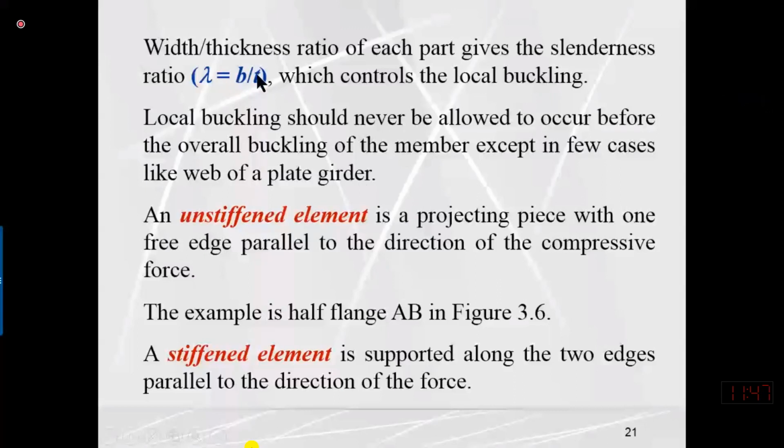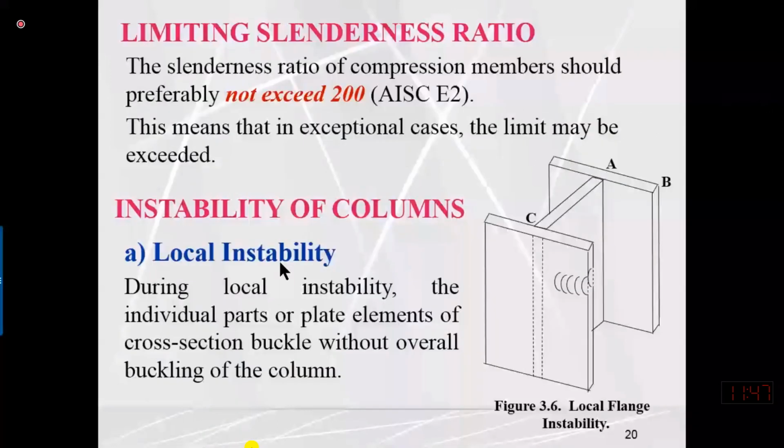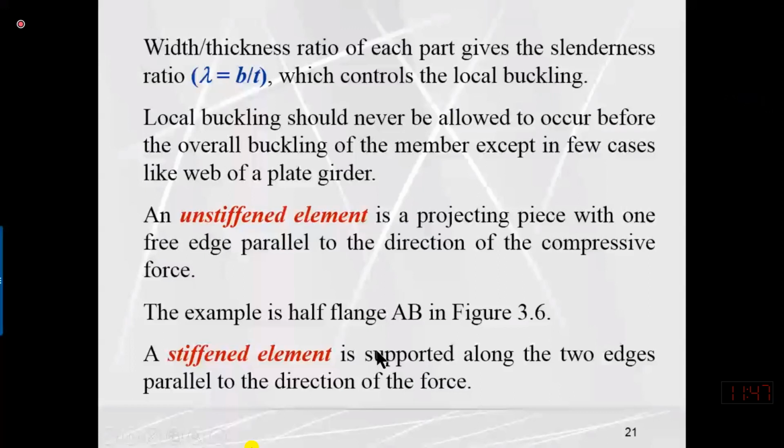An unstiffened element is a projecting piece with one free edge parallel to the direction of compressive force. As I have already explained, this is a projected portion perpendicular to the axial force and fixed on only one side. The unstiffened element in a W section is the half flange, and in a channel it is the full flange. A stiffened element is supported along two edges, connected from both sides, just like the web of a channel and I section.